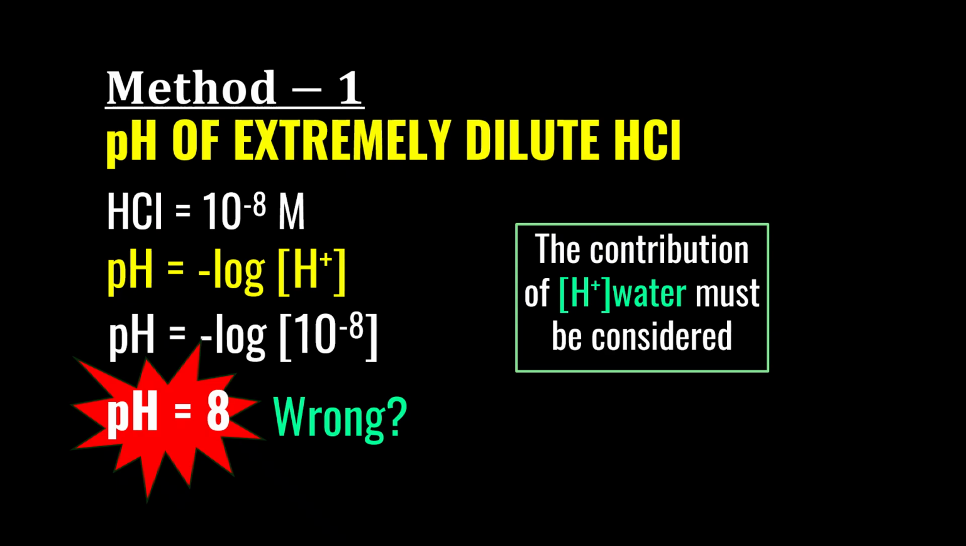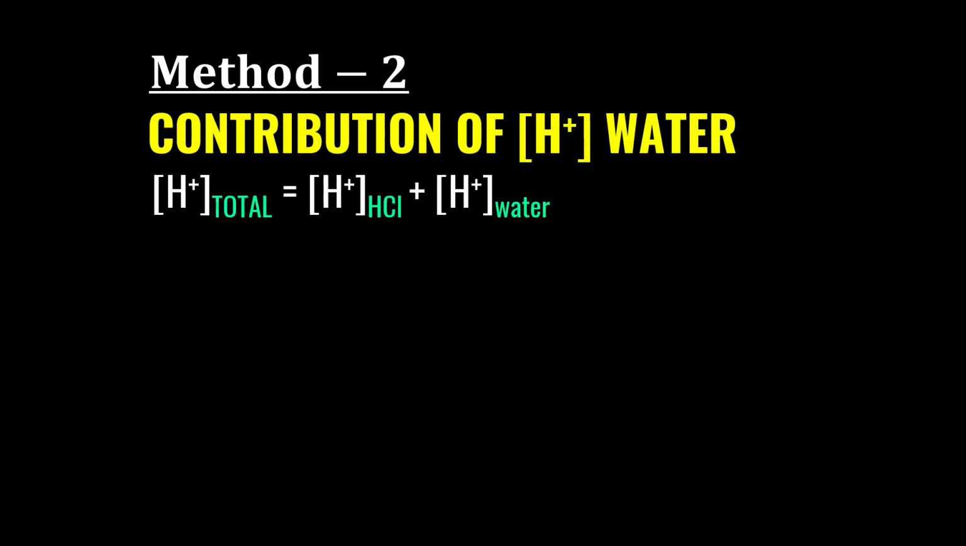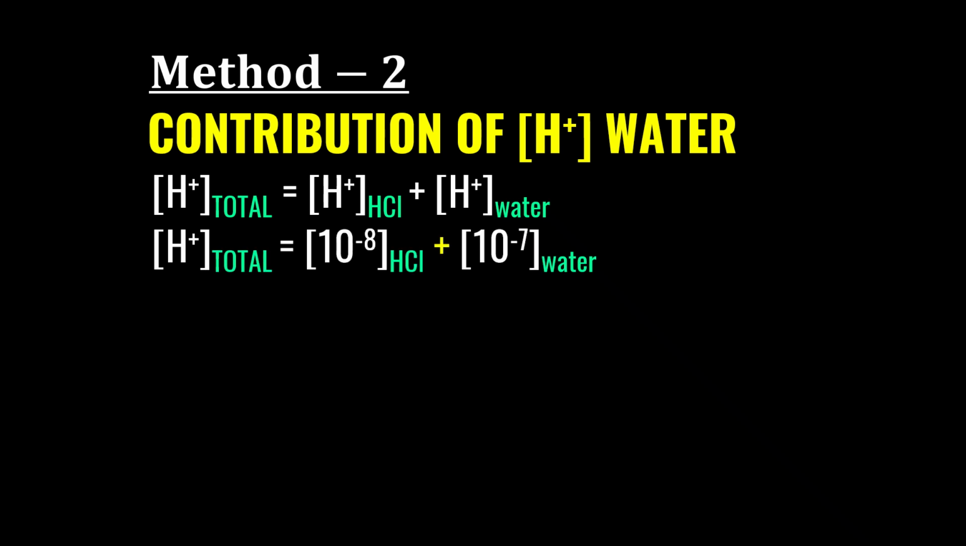Therefore this is a wrong calculation. So next we will calculate the pH by giving proper contribution of water. So let us give the proper contribution of hydrogen ion concentration of water in the calculations. Therefore, the total hydrogen ion concentration in this solution will be hydrogen ion concentration from HCl and that from water. So you transpose the values and you will get this answer, 1.1 × 10^-7.